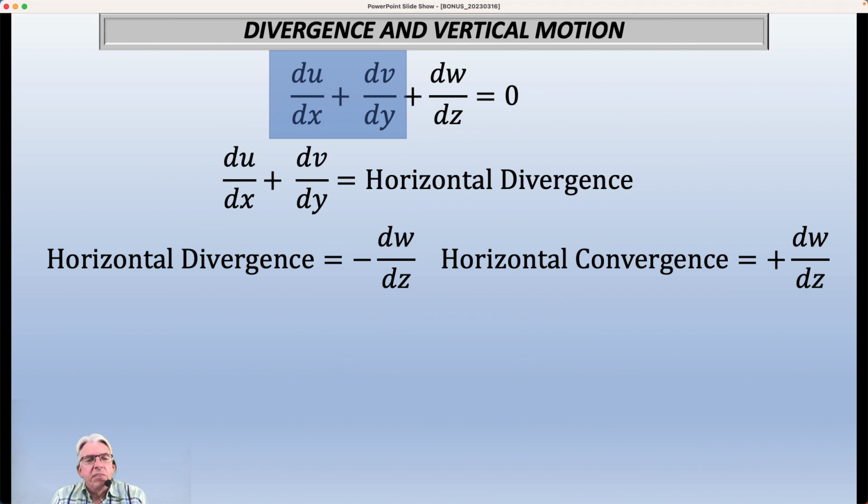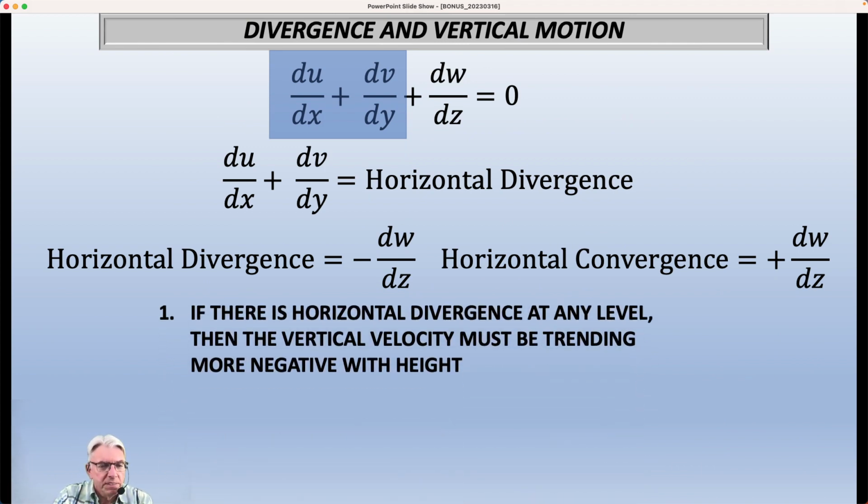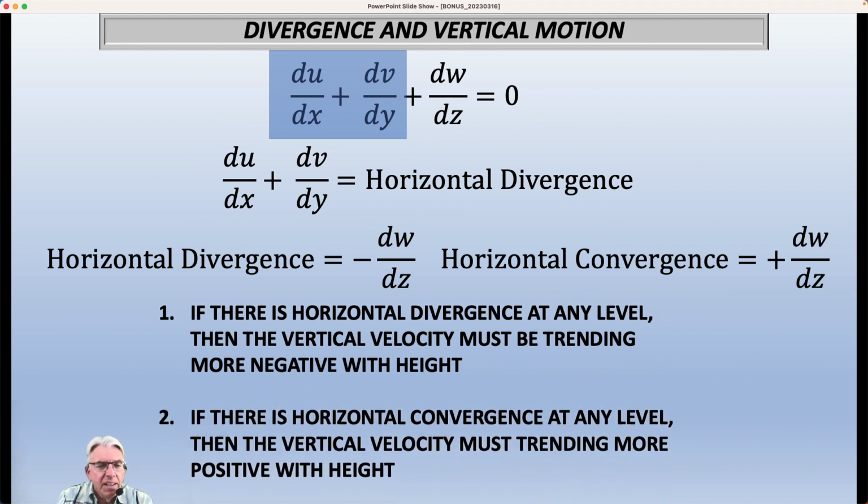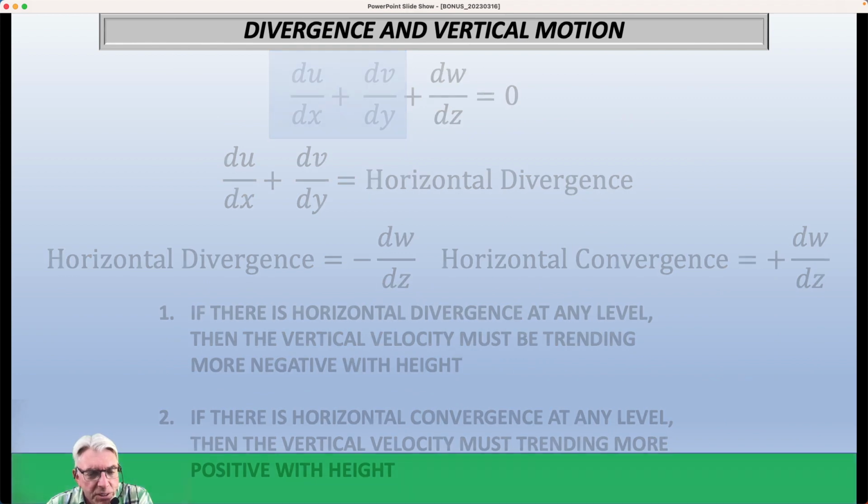So if there is horizontal divergence going on, then the vertical motion is becoming increasingly negative as you go past that point, okay? If there is horizontal convergence, which is negative divergence, then the vertical motion is going to be increasing as you go up past that particular point, okay? So again, just to reiterate, if there is horizontal divergence at any level, then the vertical velocity must be trending more negative with height as you pass that point. And if there is horizontal convergence at any one level, then the vertical velocity must be trending more positive with height. Okay, you with me?